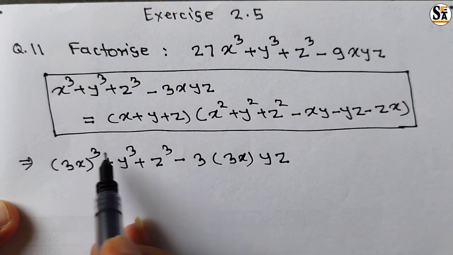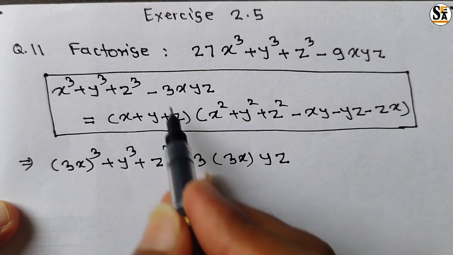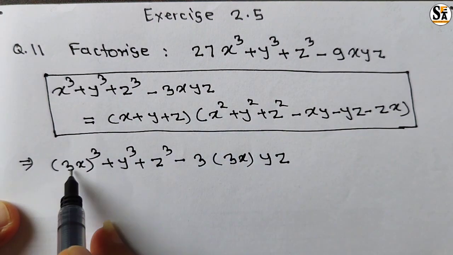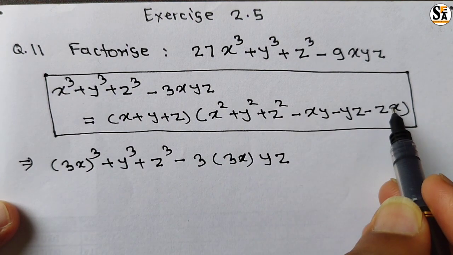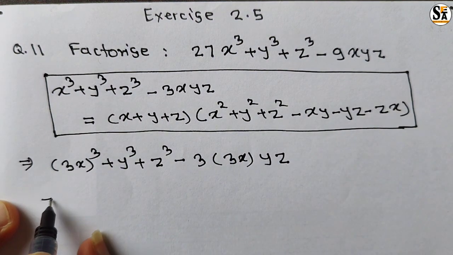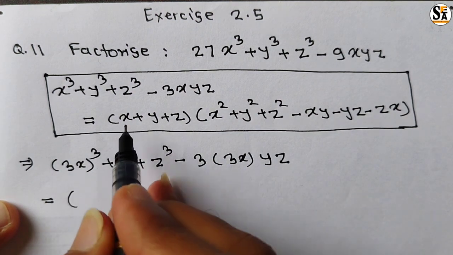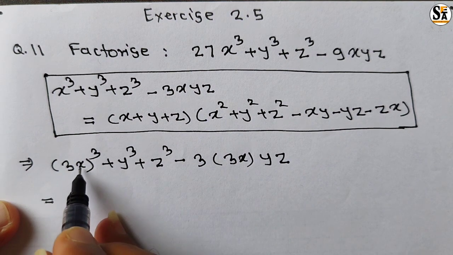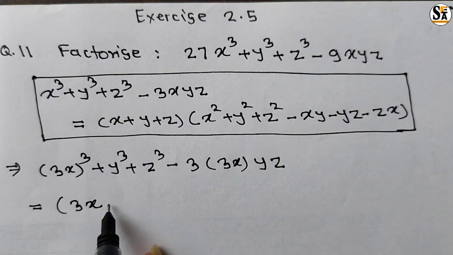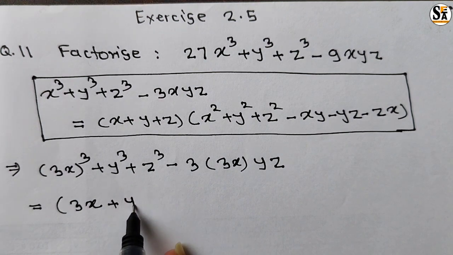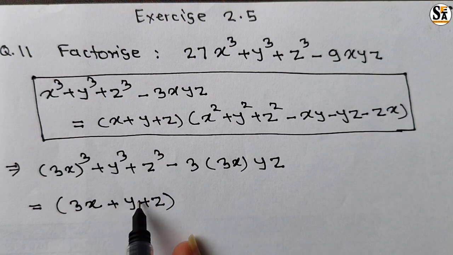First term perfect cube, second term perfect cube, third term perfect cube, minus sign, there is 3, then multiplication of this 3x into y into z, isn't it? So, factors will be like this. In first bracket x plus y plus z, but x means here first term, our first term is 3x, so write 3x plus y as it is plus z as it is. Means cube root of these terms, isn't it?